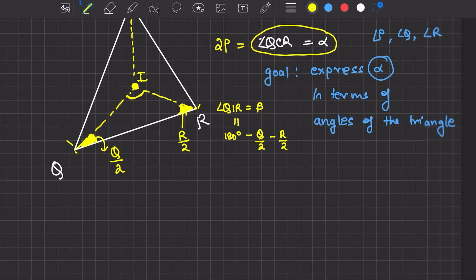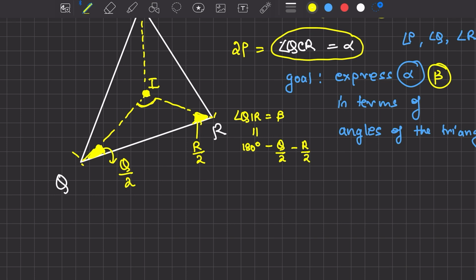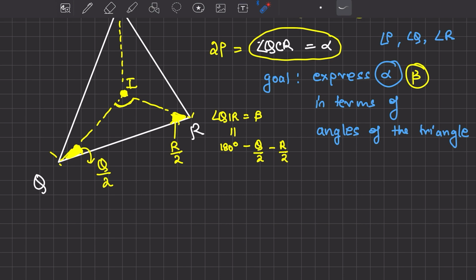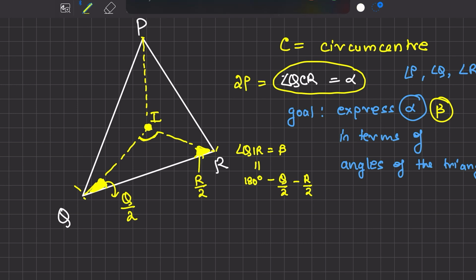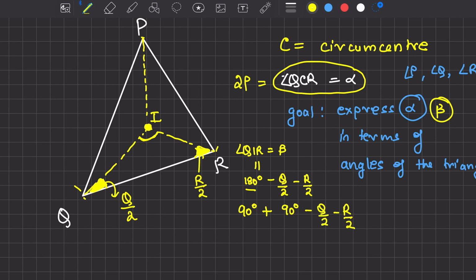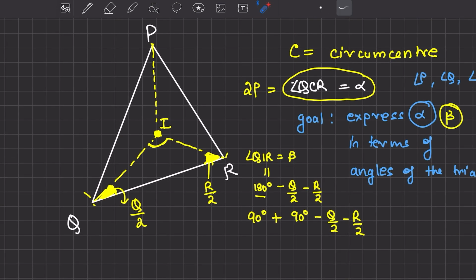So we have done it. We have expressed angle beta in terms of the angles of the triangle. But we can do better, actually. So what we can do is we can write this as 90 degree plus 90 degree minus Q by 2 minus R by 2. Now there is a reason why I'm writing it like this. So 90 degree is basically half of these angles.